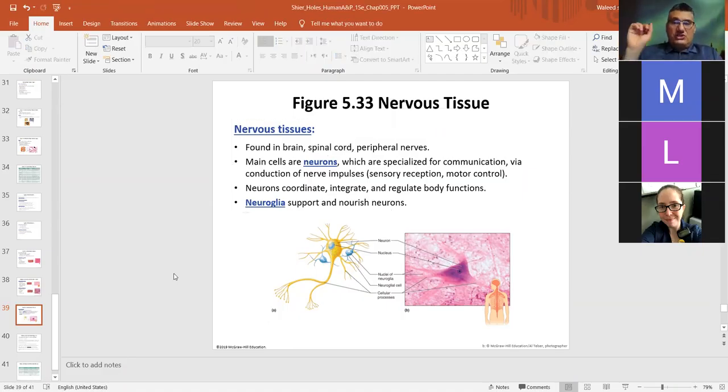Besides the neurons, which are the actual nerve cells, there are other cells that are called neuroglia. Neuroglia are cells in the nervous system, but they are not part of the nervous system itself. They are just supportive cells.